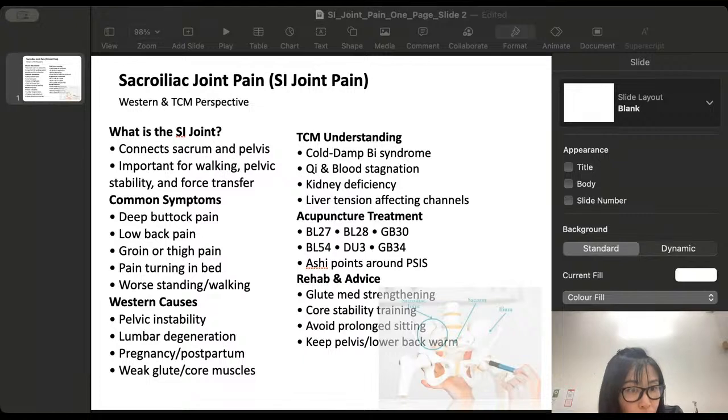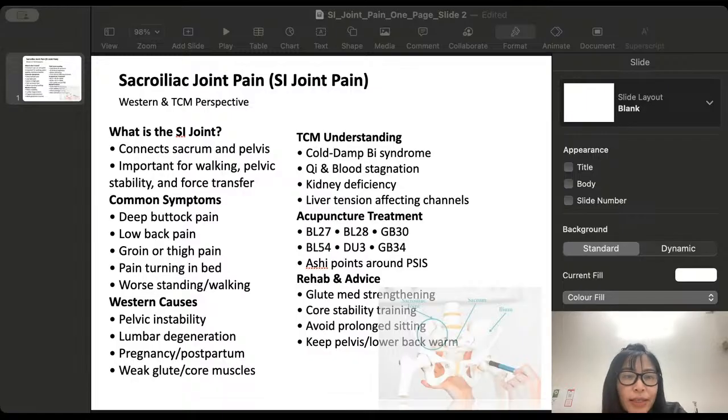Always keep the area warm, especially for cold damp patterns, especially for those patients who feel worse immediately with cold exposure. Do wear warm pants to protect that area. And do some gentle core rehabilitation, which focuses on deep core and breathing mechanics, but please not aggressive, with minimal abdominal training, just gentle.